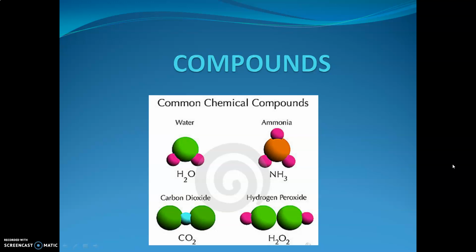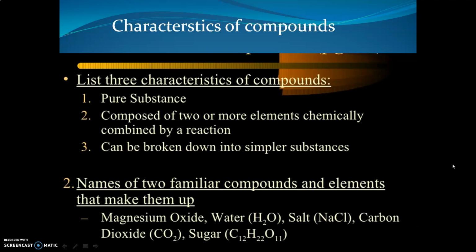We'll take various examples like chalk, sugar, hydrogen peroxide, carbon dioxide, and many more. Now we'll talk about the characteristics of a compound. There are basically three characteristics mentioned in the slide. First, a compound is a pure substance. It is composed of two or more elements chemically combined by a reaction. When they chemically combine by a reaction, they can be broken down into simpler substances, but not by physical means. They can only be broken down by chemical means.